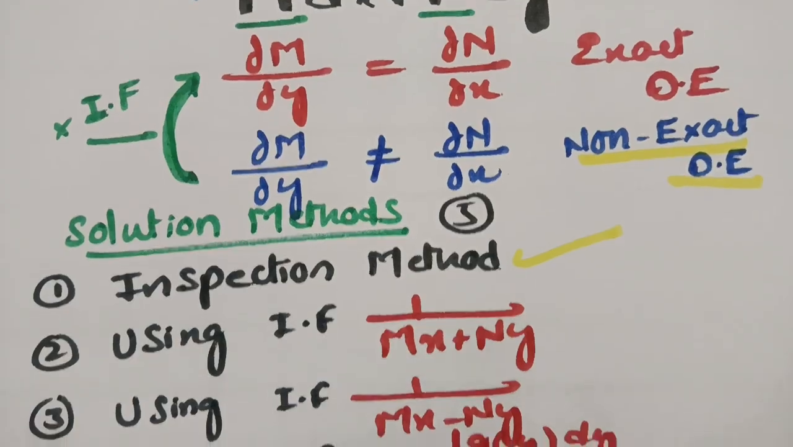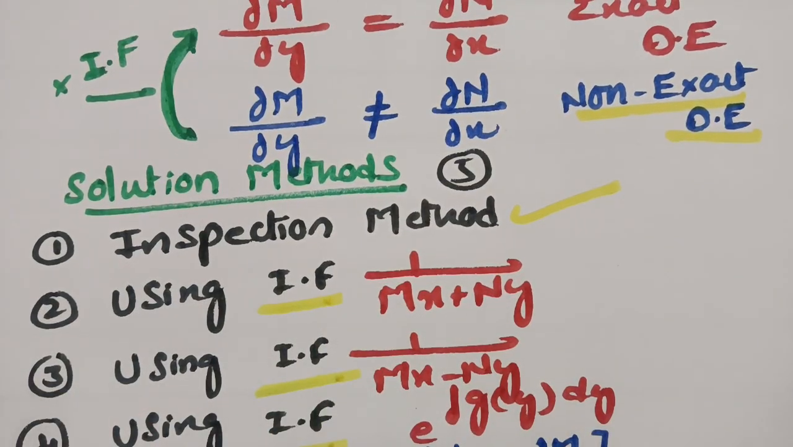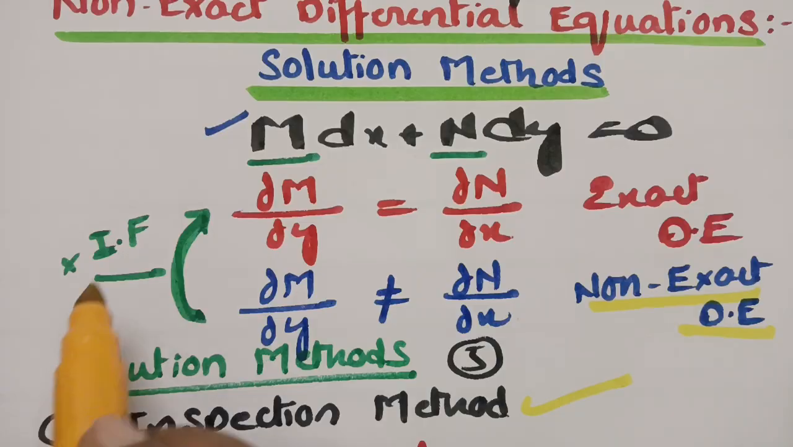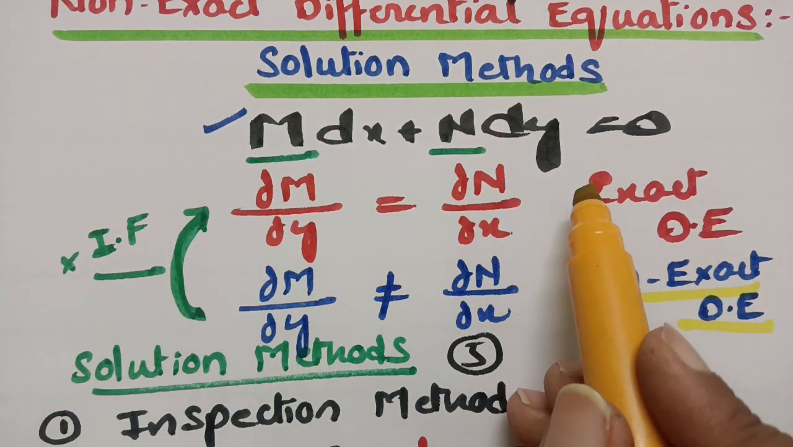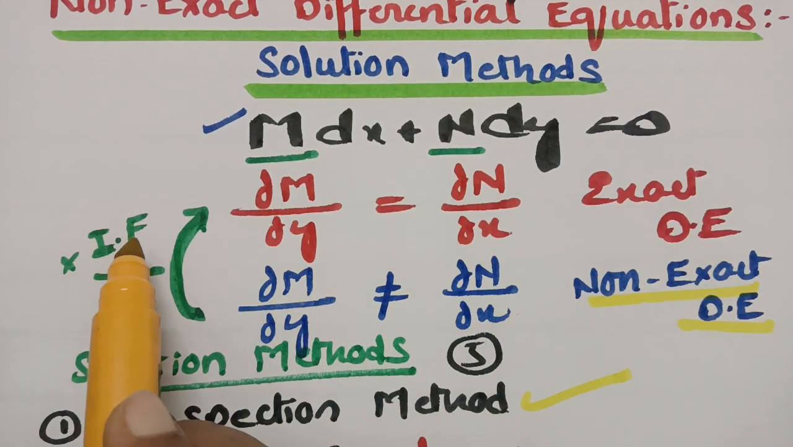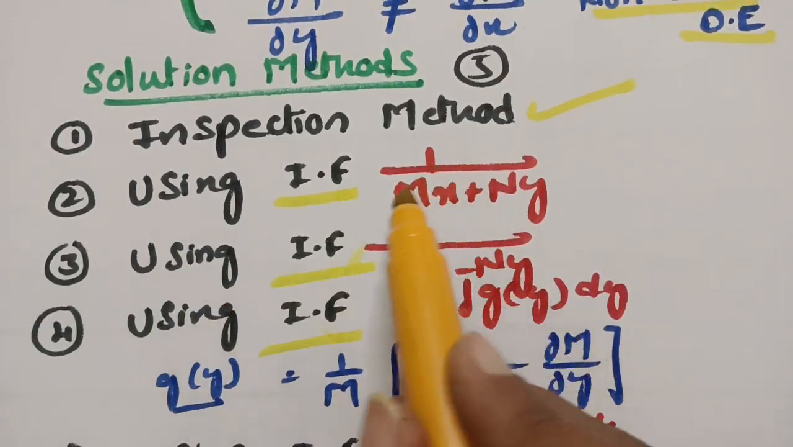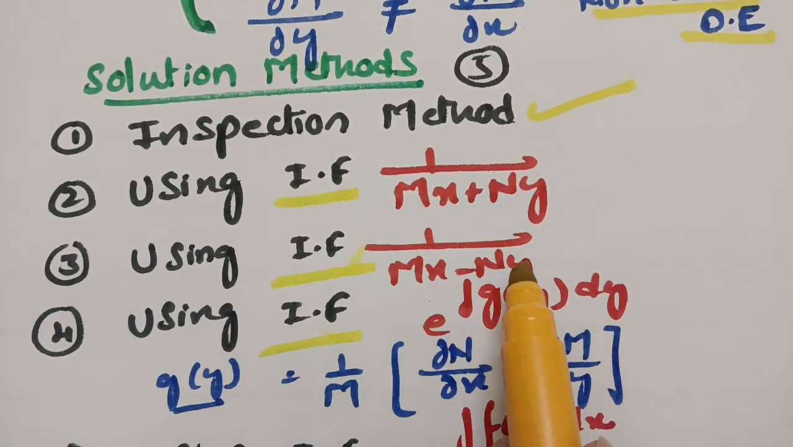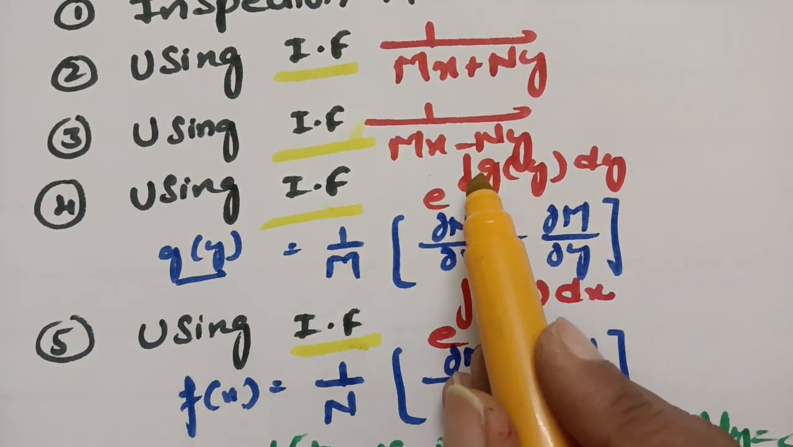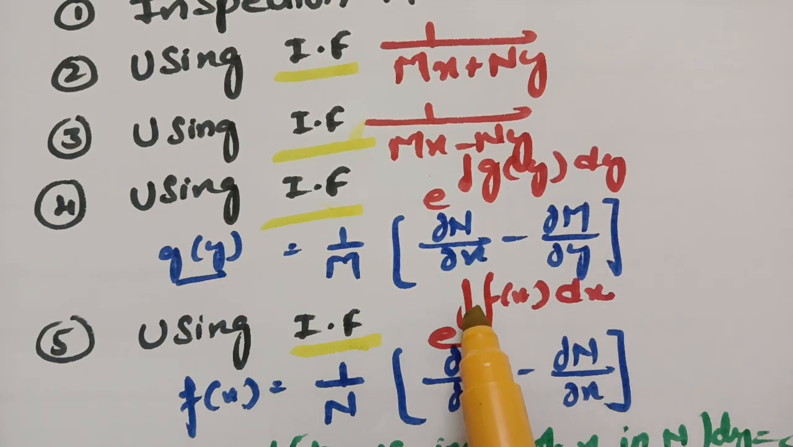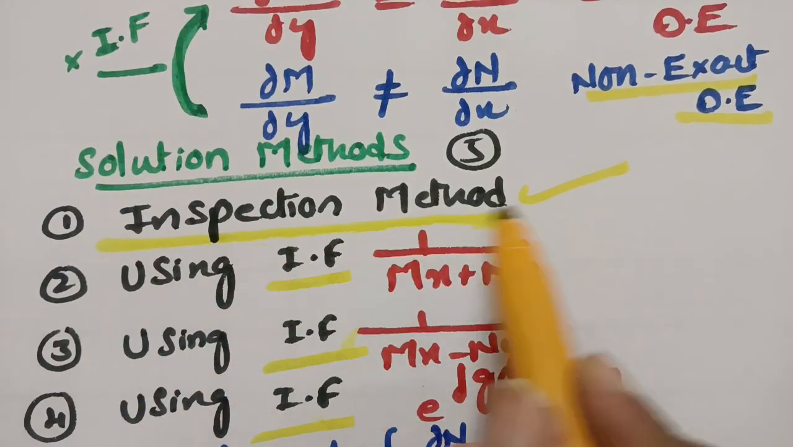So the second type is using the integrating factor. What is this integrating factor? In order to transform a non-exact differential equation into exact differential equation, we multiply with a certain factor, and that factor is called an integrating factor. So here are the integrating factors. First one is 1 by mx plus ny, the second one is 1 by mx minus ny, and the next one is the integrating factor e to the power of integral g of y dy, and the next one e to the power of integral f of x dx. So these are the 4 integrating factors, and one is the inspection method.